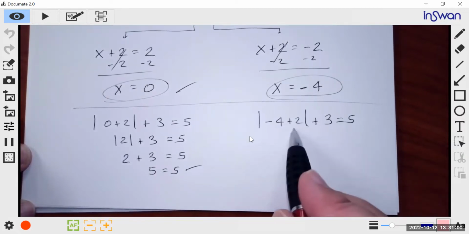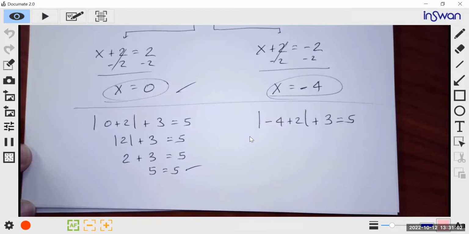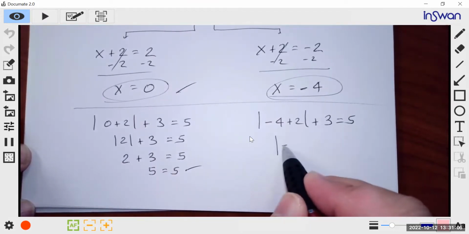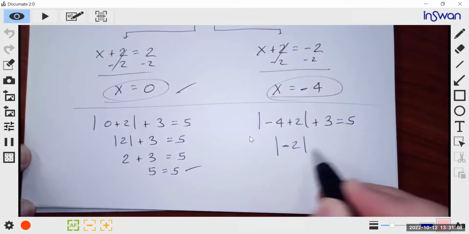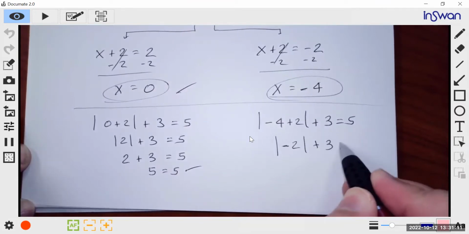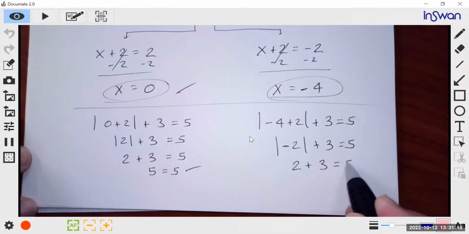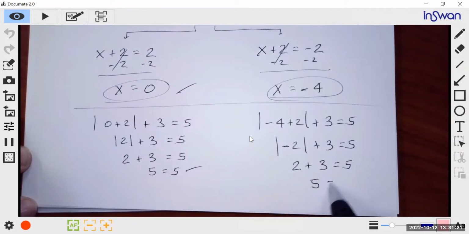Absolute value of negative 4 plus 2, plus 3 equals 5. So negative 4 plus 2 is, since 4 is bigger, it's negative. 4 minus 2 is 2. Plus 3 equals 5. Absolute value of negative 2 is 2. Plus 3 equals 5. 2 plus 3 is 5. 5 equals 5. So they both work. So that's how you do equations with absolute values.